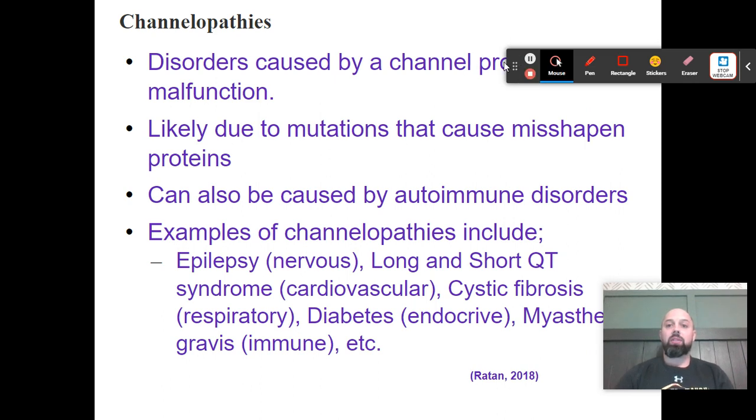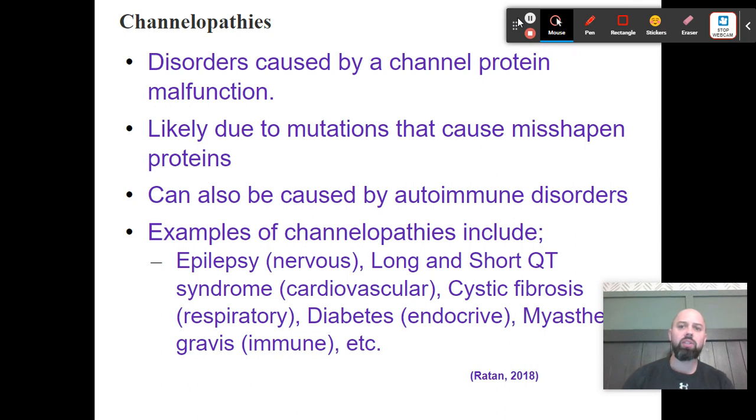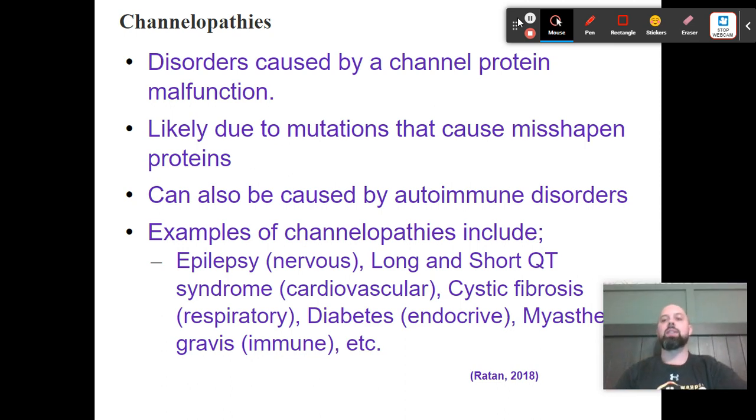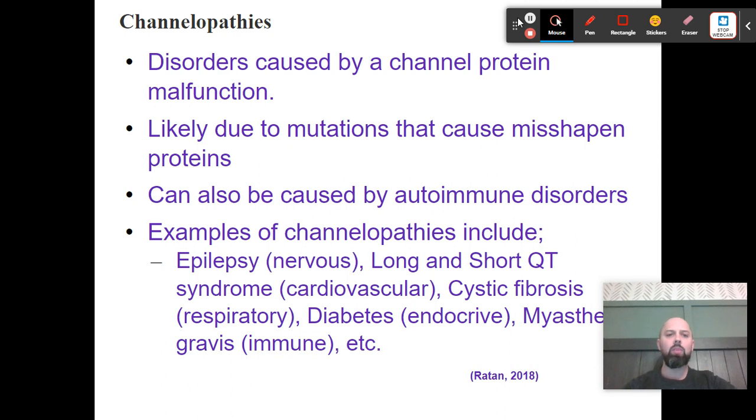All right, there are disorders that are associated with channel protein malfunctions. We call them channelopathies, and these are, again, disorders associated with a malfunction of some sort. A lot of them are due to mutations causing a misshapen protein that maybe can't fit its ion anymore. They can also be caused by autoimmune disorders. There are a lot of examples of channelopathies. I'll just go through a couple brief ones.